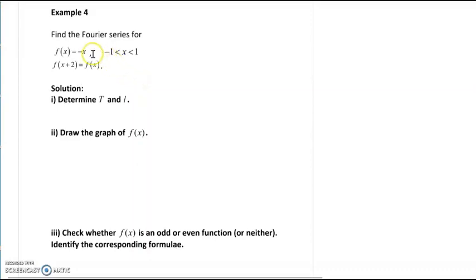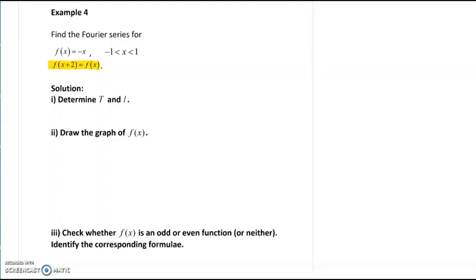Look at example 4. Find the Fourier series for f(x) equals -x in the range of -1 to 1 and f(x+2) equals f(x). Okay, so the first thing you may want to highlight is this part. Whenever you see f(x+2) equals f(x), it means the given function is a periodic function.